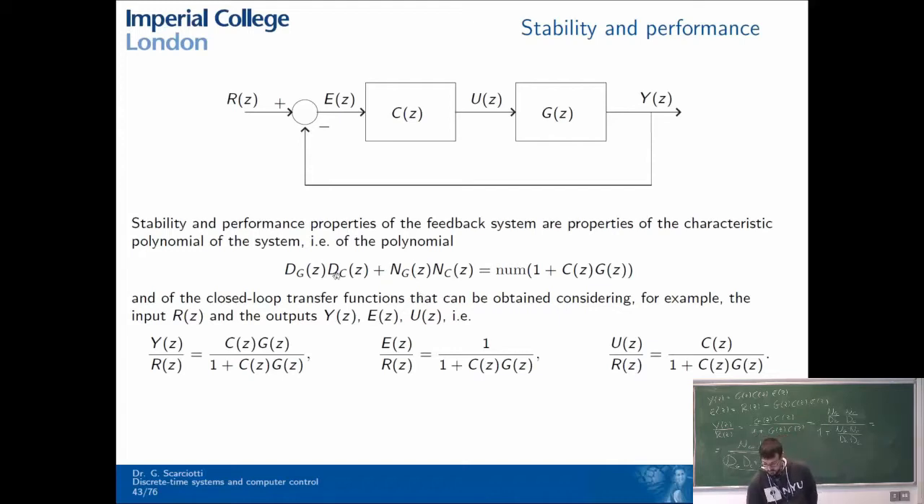Before going on, let's look at this expression and let's compute the relative degree of this expression. So since we have dg times dc, we are multiplying these two polynomials. When you multiply two polynomials, the resulting degree is the sum of the degrees of the two polynomials. Since we know that the degree of the denominator is at least equal to, if not greater than, the degree of the numerator, because you assume that the relative degree of g and c is non-negative, then the degree of this polynomial is equal to the degree of this multiplication here, of this polynomial here.